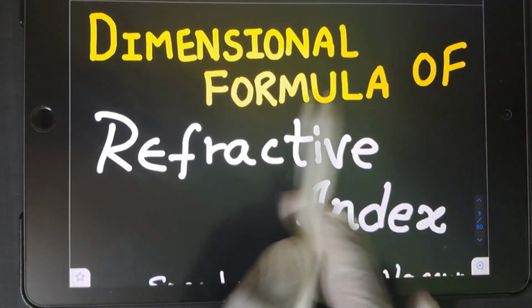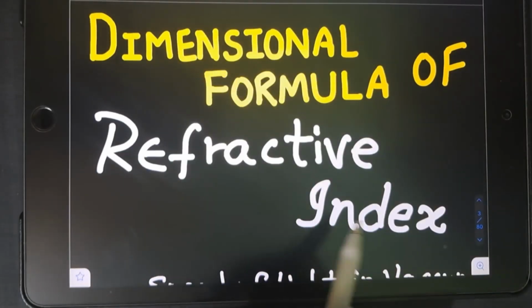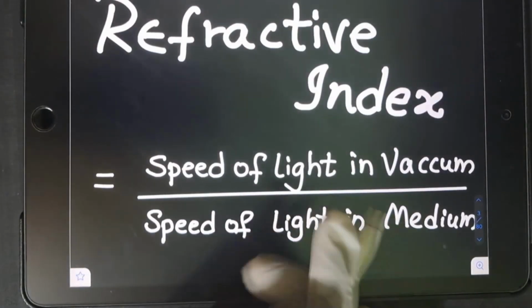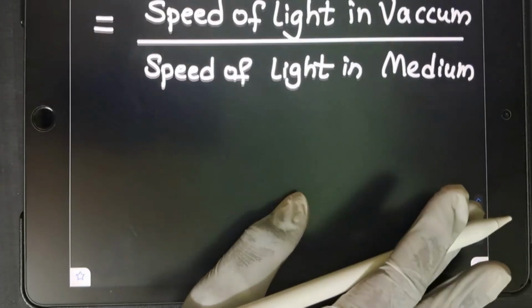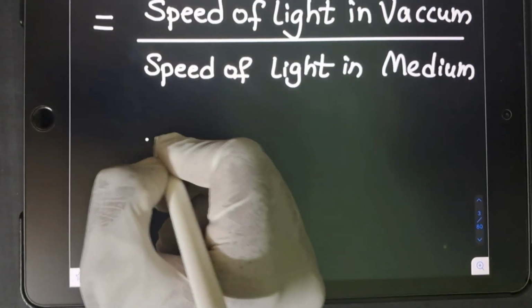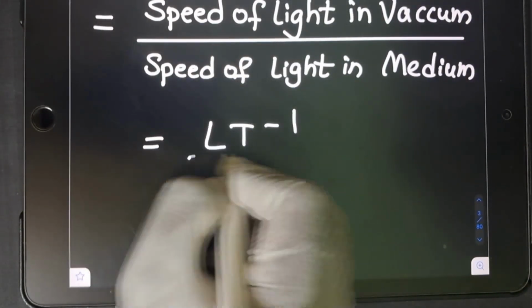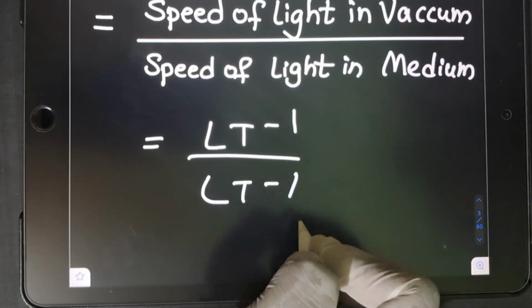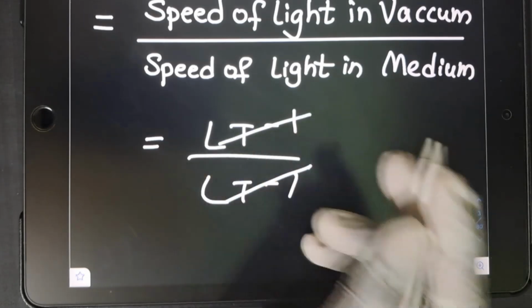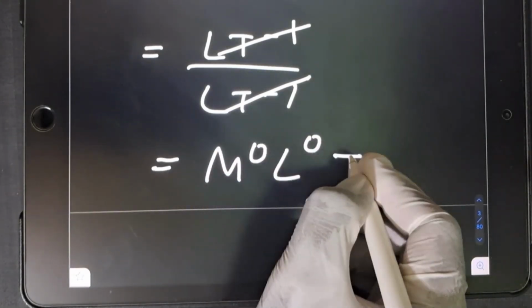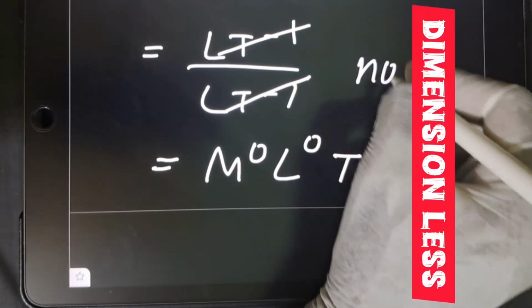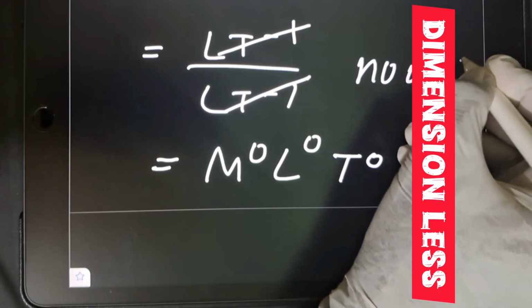To find the dimensional formula of refractive index, the formula is speed of light in vacuum divided by speed of light in medium. Here we take the dimension of speed. It is LT^-1, same LT^-1. So M^0 L^0 T^0. There are no dimensions. It is dimensionless. The refractive index is M^0 L^0 T^0.